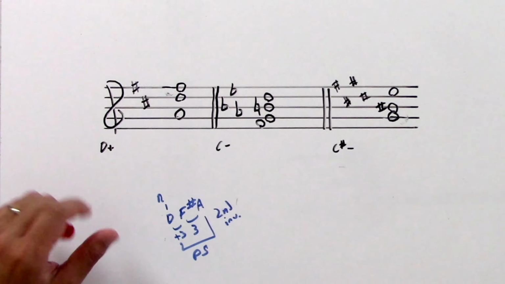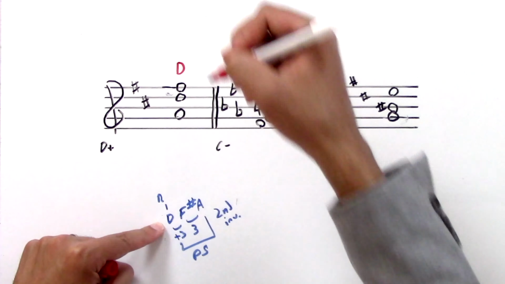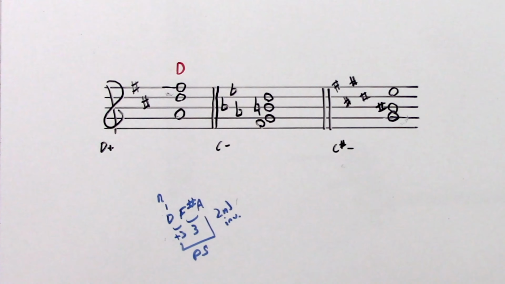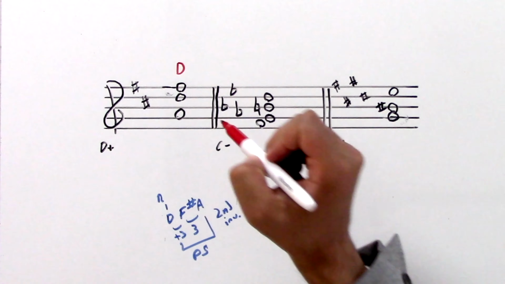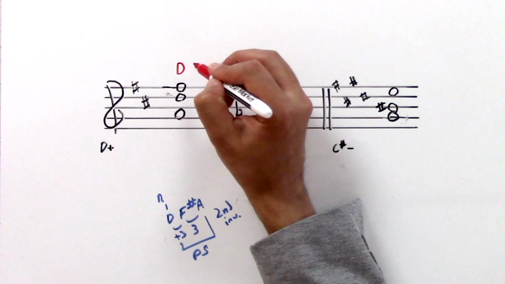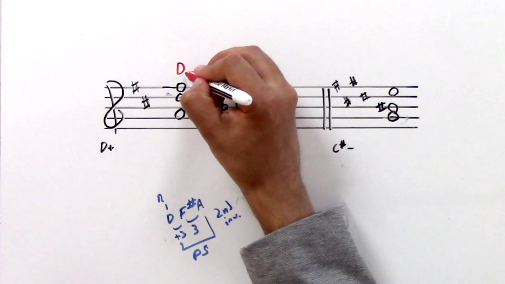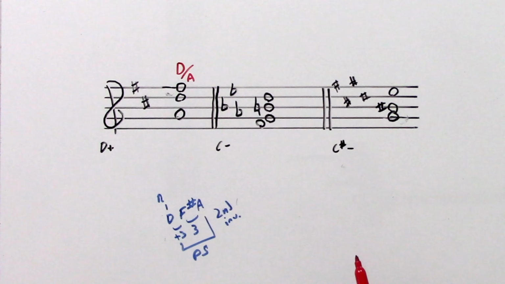Now I need to take all this information and represent it in chord symbols up here, both a functional chord symbol and a root quality chord symbol. Let's start with the root quality chord symbol since it's easier. The root is D, so I write a capital letter D. The quality is major, so I don't need to write anything beside that capital letter D. It's implied that it's major. But since the A is on the bottom, I do need to account for the inversion. Since it's in second inversion, I'm going to write D over A. And that's the correct root quality chord symbol.